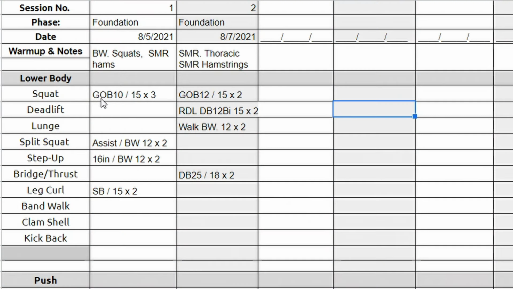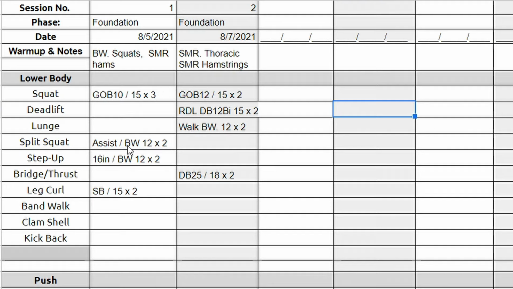Our first move is goblet squats. That's why there is a GOB right here. I use all kinds of abbreviations like this on this whole chart. We have GOB 10, and the 10 stands for a 10-pound dumbbell. We then do 15 reps for 3 sets. So we go weight or resistance, followed by reps, followed by sets.